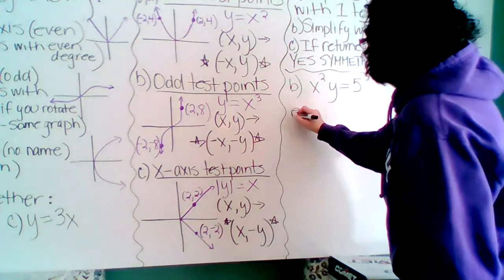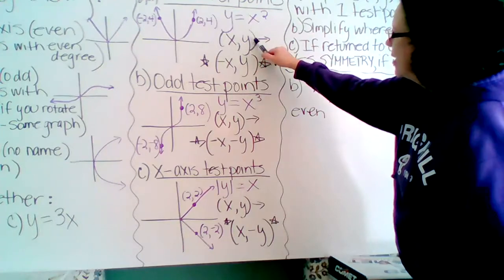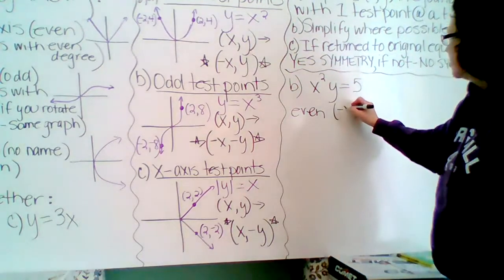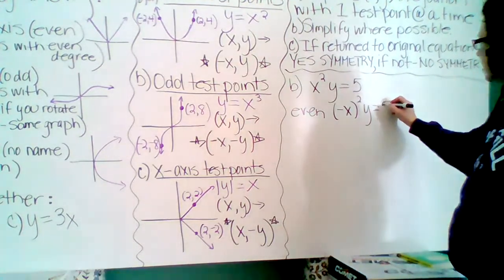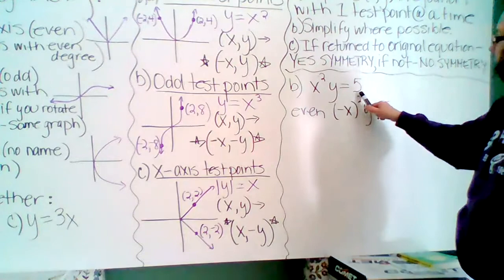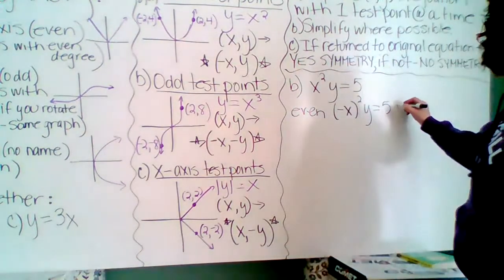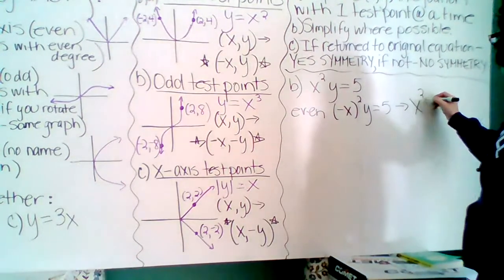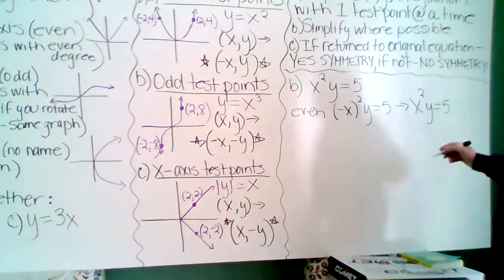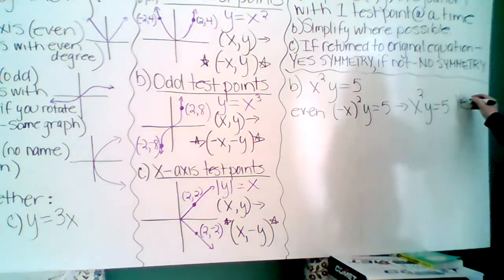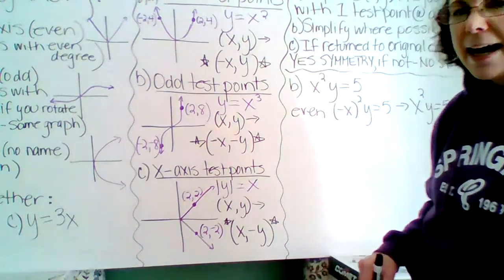Even. Wherever I see an x, I'll put in a negative x and I'll keep the y. Lots of parentheses. Let's simplify. A negative x squared is a negative x times a negative x, which is a positive x squared. Look at that. I have the same equation. Yes. If you graphed this equation by getting the y alone, it would be symmetric to the y-axis.